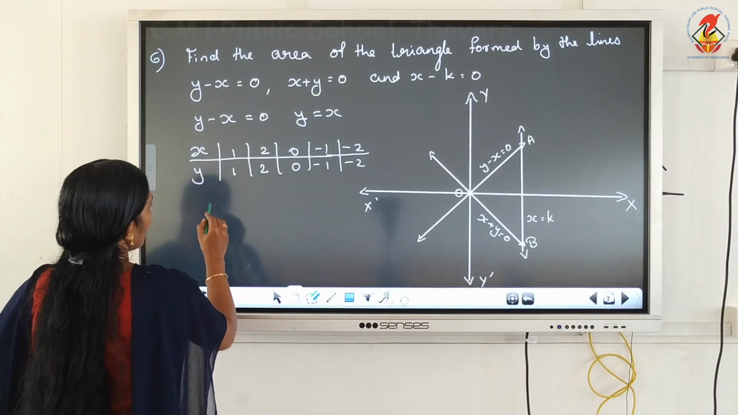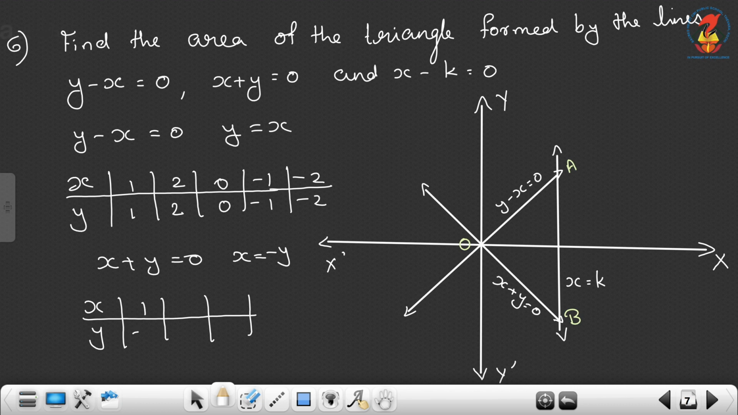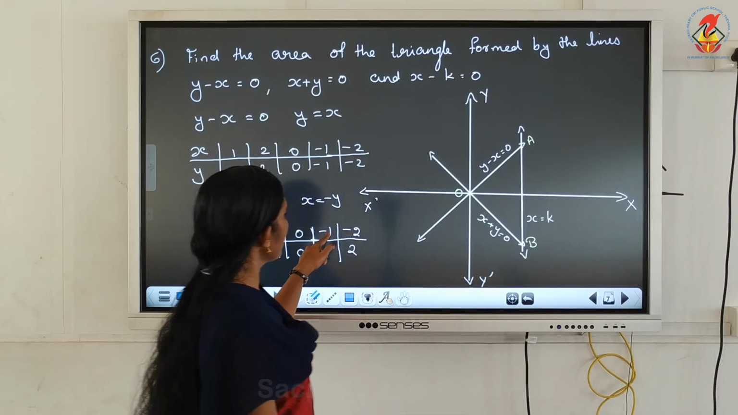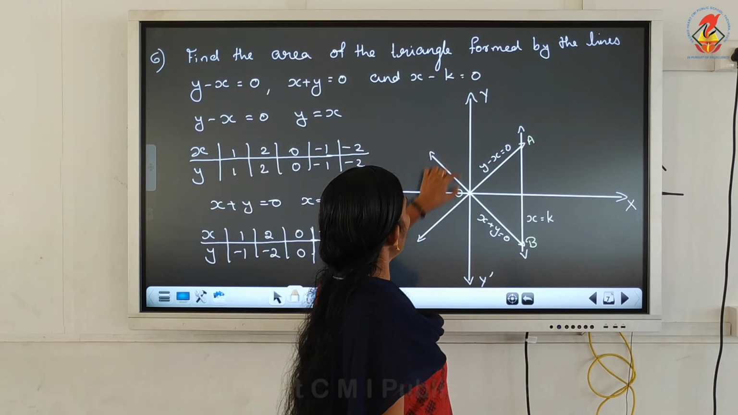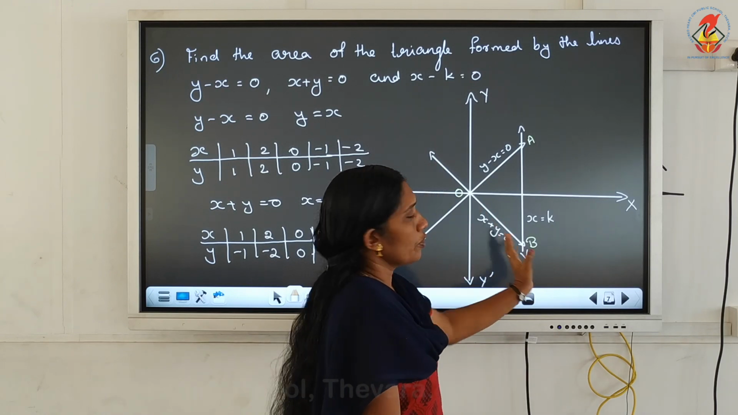Now, the second line, x plus y is equal to 0. That is, x is equal to minus y. That is the meaning. So, just opposite. When x is 1, y is minus 1, x is 2, y is minus 2, 0, 0, then negative 1. When x is negative 1, y is 1, negative 2, 2. So, x positive, y negative in the fourth quadrant and x negative, y positive in the second quadrant. So, the line passes through the origin in the second and fourth quadrant.